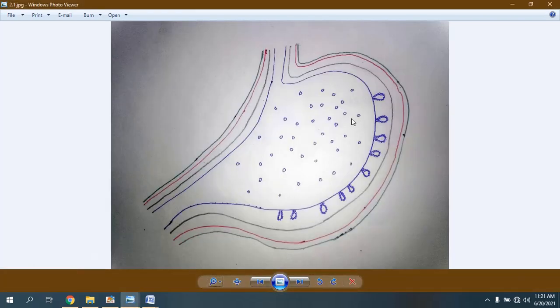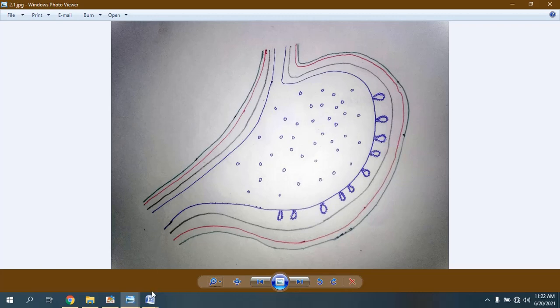Now coming towards this layer in detail, if you examine the internal surface of the stomach, you can see the rugae with the help of your naked eyes. But if you examine deeply the internal surface of the stomach with the help of a lens, you can see small holes, like a honeycomb structure, inside the internal surface of the stomach. You can observe these small holes with the help of a lens. And these small holes are called gastric pits.